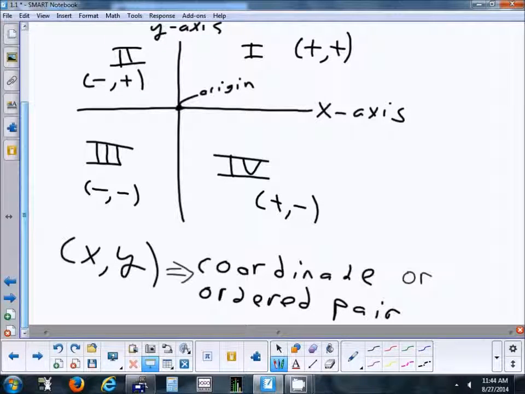And the coordinates of our origin, of course, we don't move left and right, we don't move up and down. It is 0, 0. It's called an ordered pair because the order matters. X has to come before Y. Think of it as alphabetical. x, then y. So first your horizontal, then your vertical.